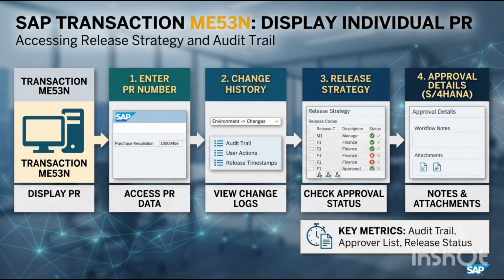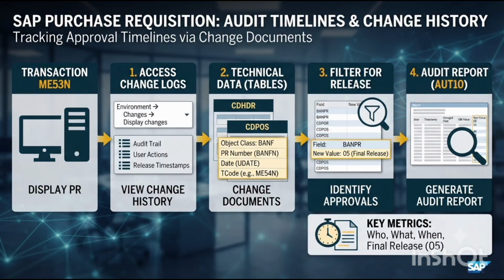Next, inspect the Release Strategy tab to view the current status of each release code, verifying which managers have approved the request and which ones are still pending. In newer S/4HANA versions, you can also utilize the Approval Details tab to review embedded workflow notes. For exact timestamps and bulletproof audit trails, Procurement Analytics must dive into SAP change documents.